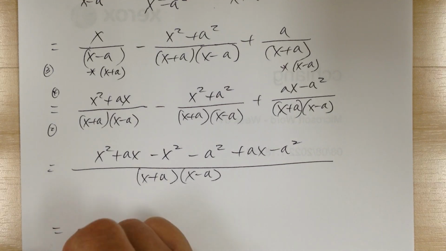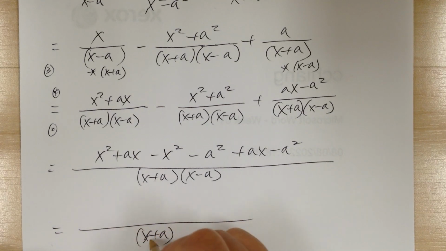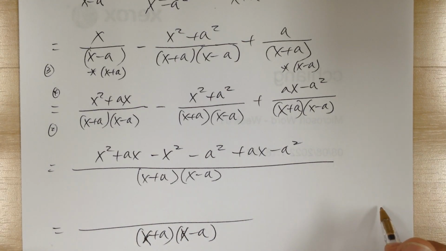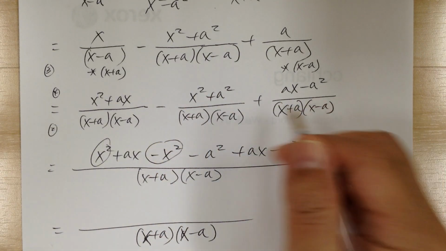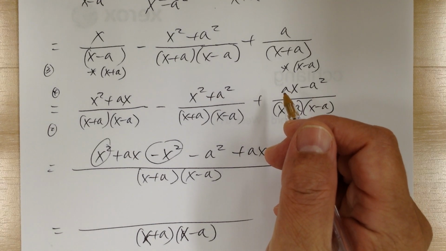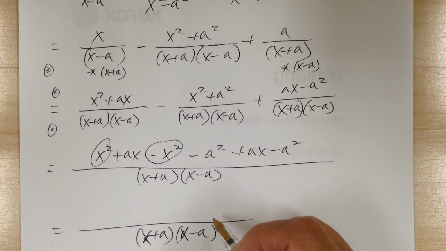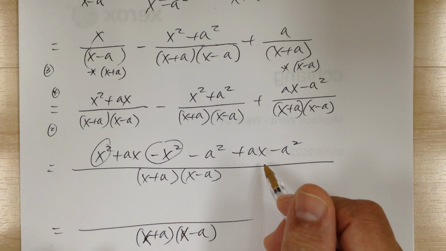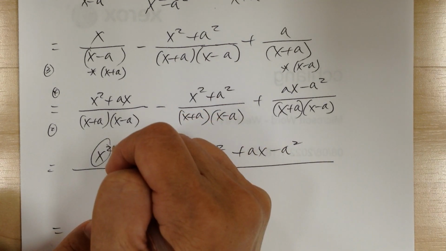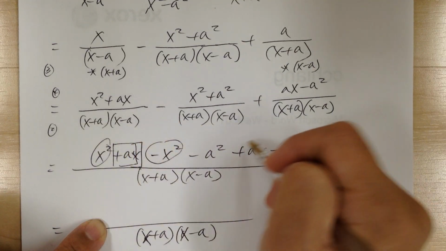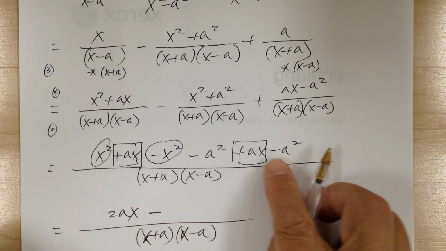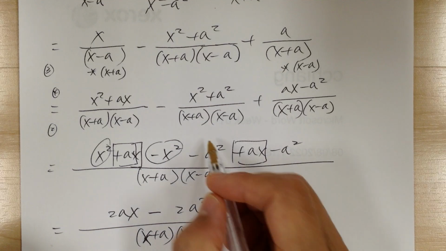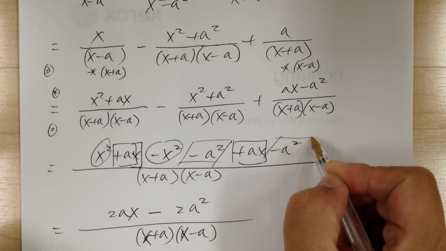Okay, so let's combine the like terms. You've got x squared minus x squared, which cancels out. And then you have the ax and ax, so that's 2ax. And you get minus 2a squared, right? So this one and this one.